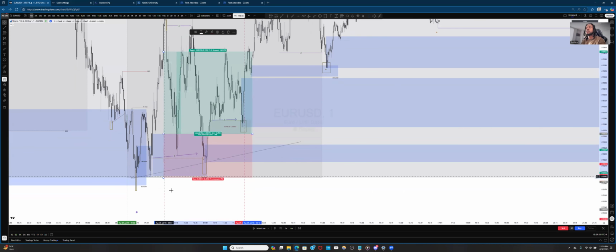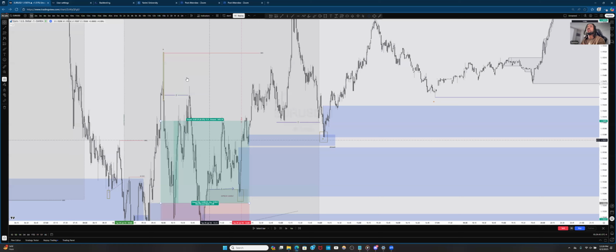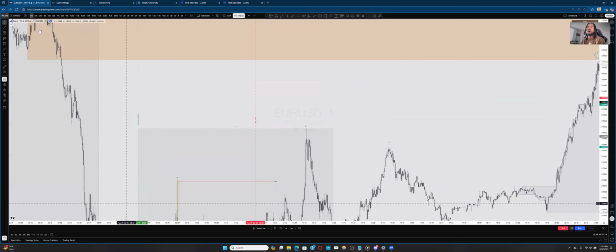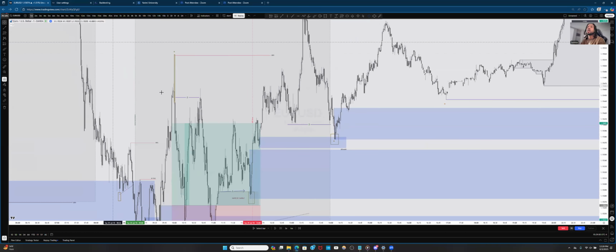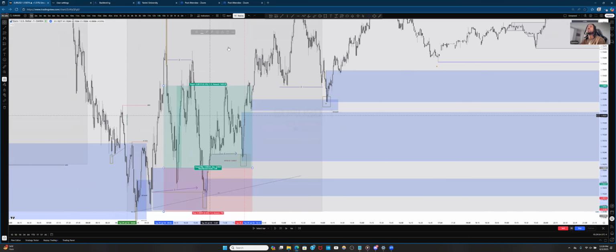I'm not going to take this 7.4 pip. I could have, but I wasn't going to take it, especially because it wasn't a clean setup of mine that I like. Price already shot all the way up here. It failed to break after this long drop that's happened. I'd rather watch price action. After a long drop like this, before I just jump into a trade, I'd rather watch price show me its hands. And that's what it did here.